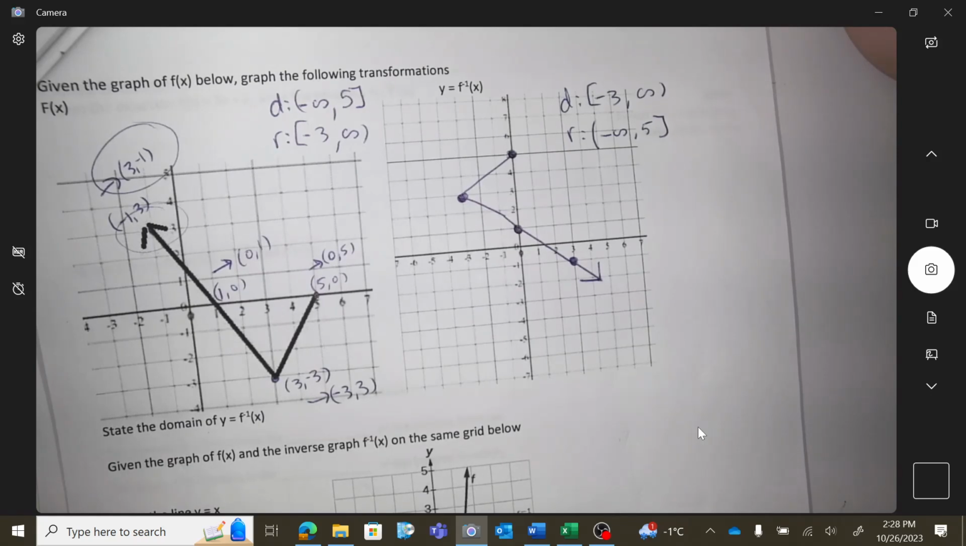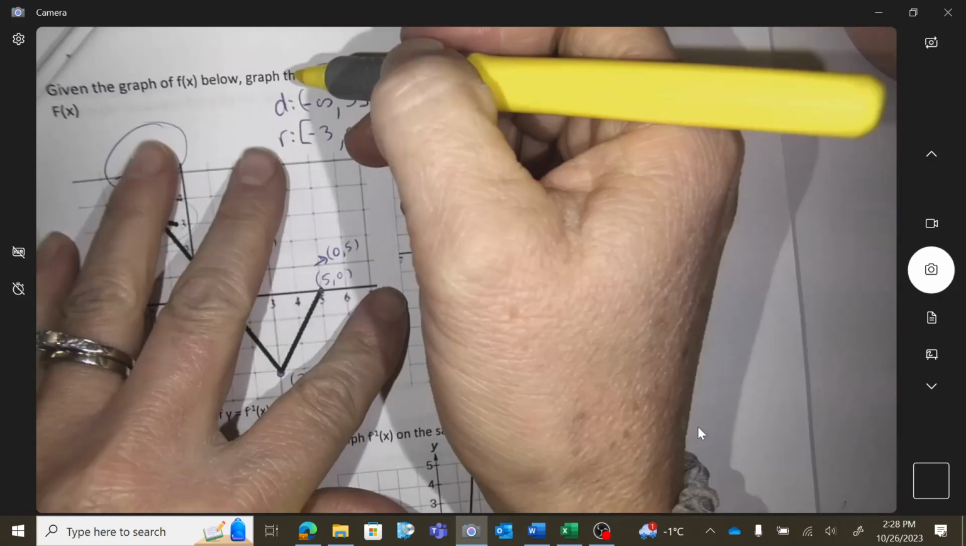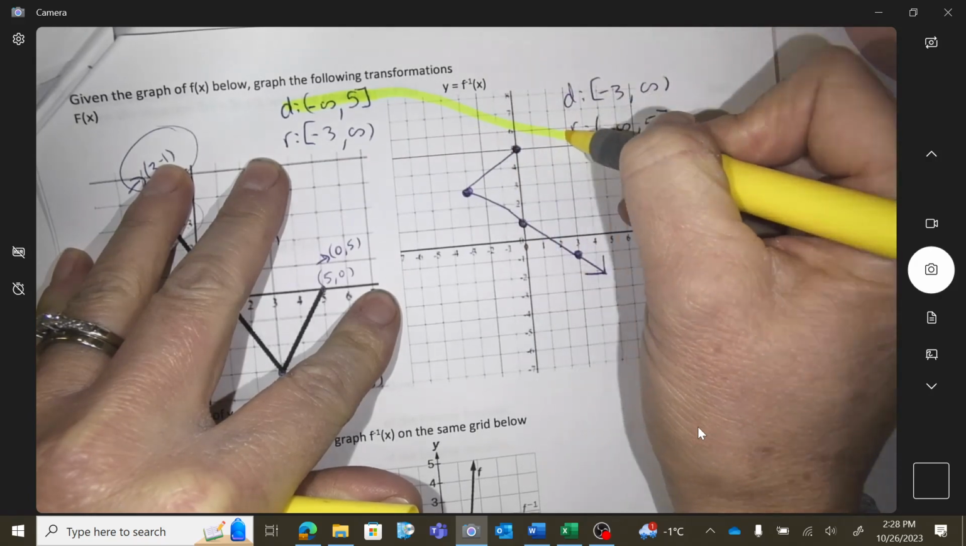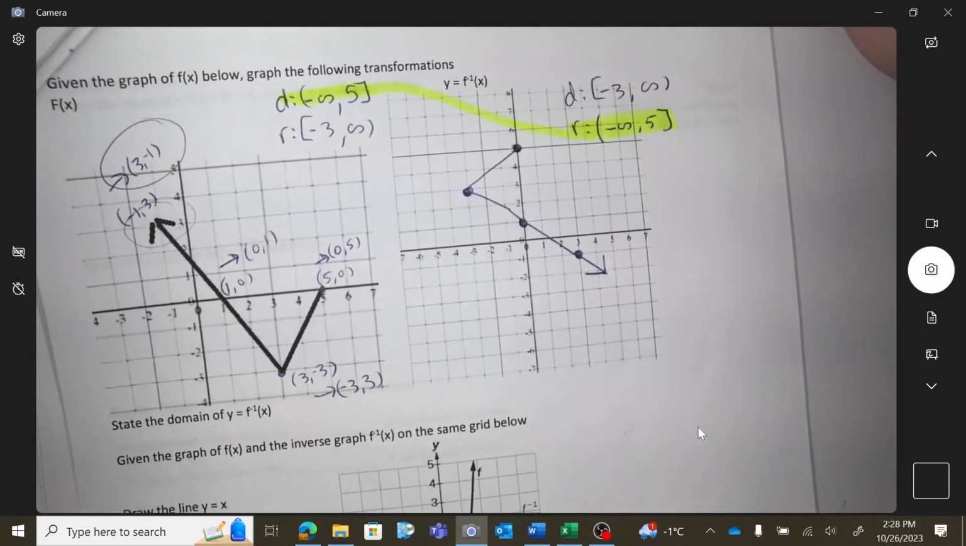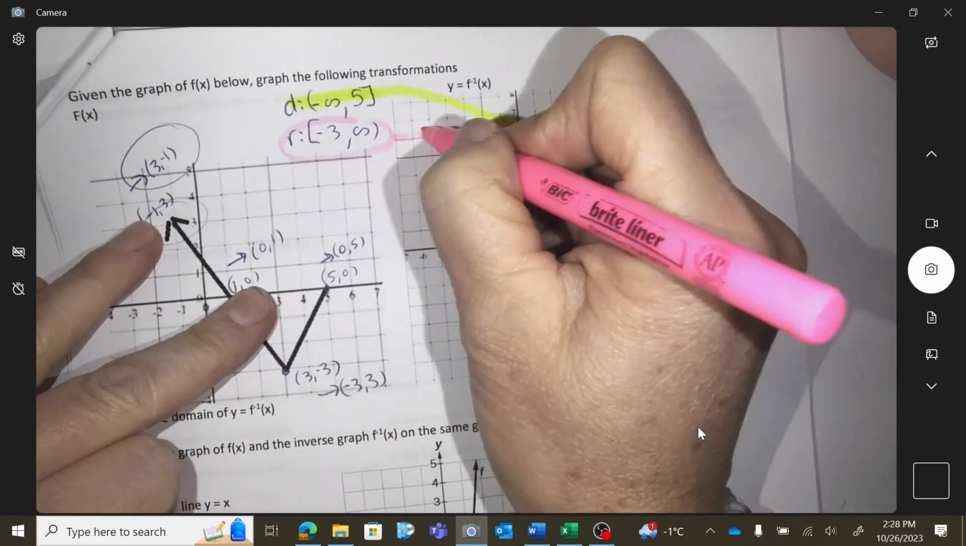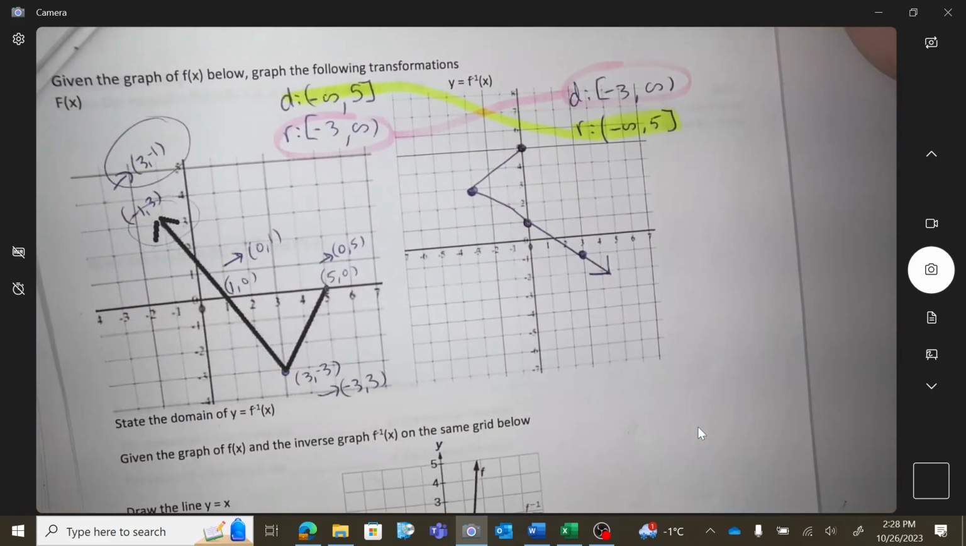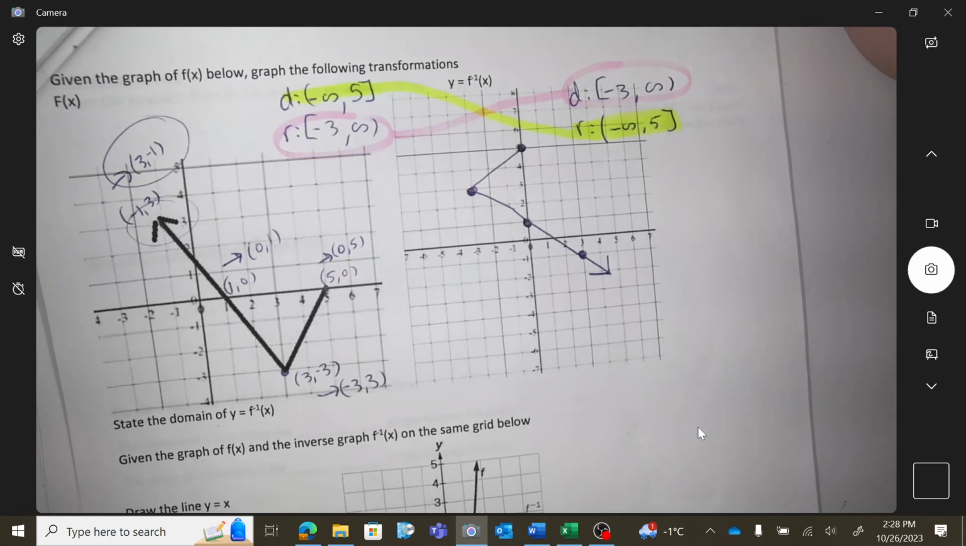And do you notice anything? They switch places. The domain of this is the same as the range of that. The range of this is the domain of that. And why are they switching domain and range? Because x and y are switching, right? That's the whole inverse idea. If x and y switch, the domain and range switch.